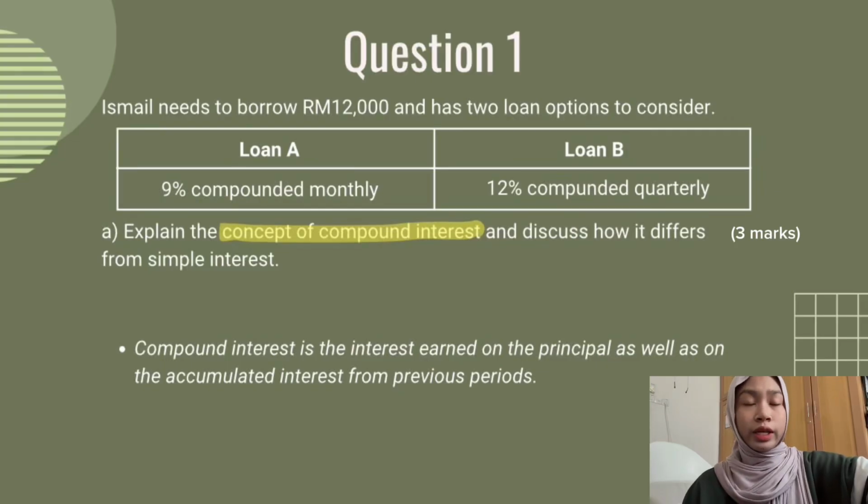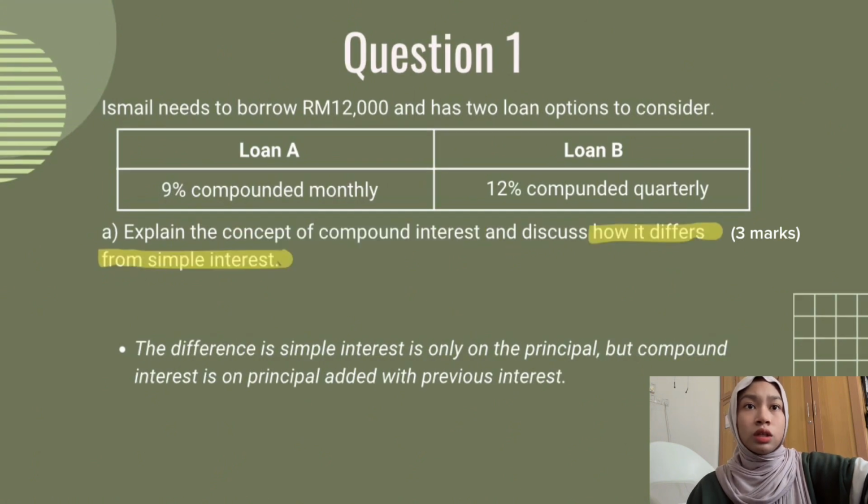For question 1A, explain the concept of compound interest and discuss how it differs from simple interest. So the answer is, compound interest is the interest earned on the principal as well as on the accumulated interest from previous periods. The difference is, simple interest is only on the principal, but compound interest is on the principal added with previous interest.